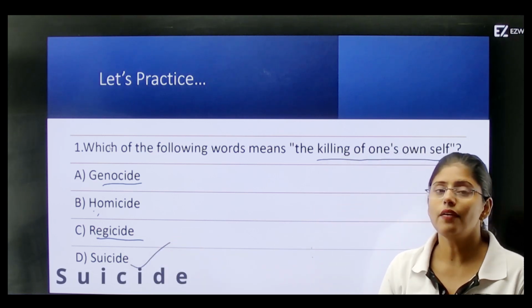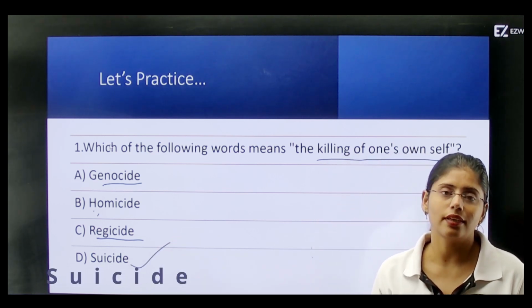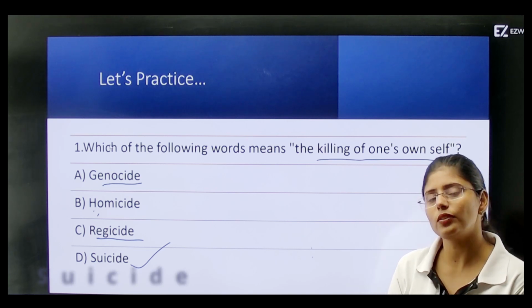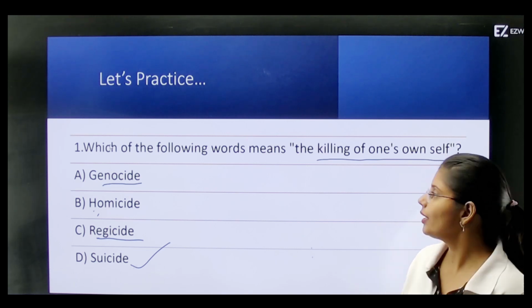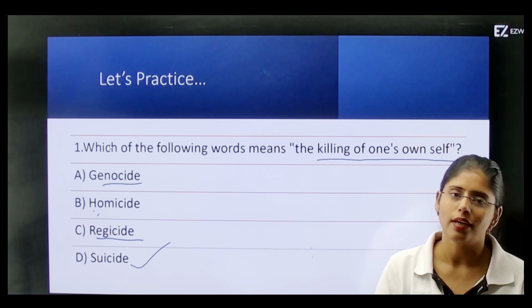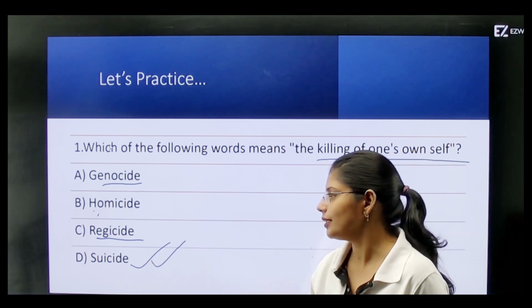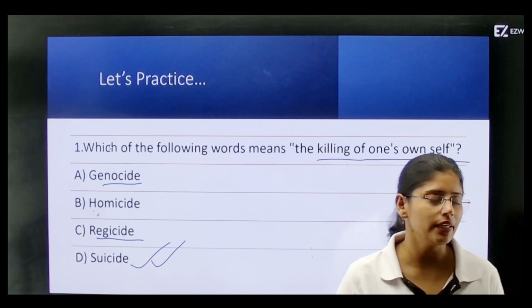Suicide means if you deliberately or intentionally kill your own self. In that case, we'll say that is suicide. So what is the answer of this question? That is option number D. That is suicide. Let's move ahead to the next question.